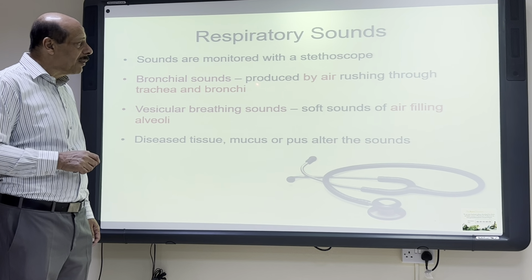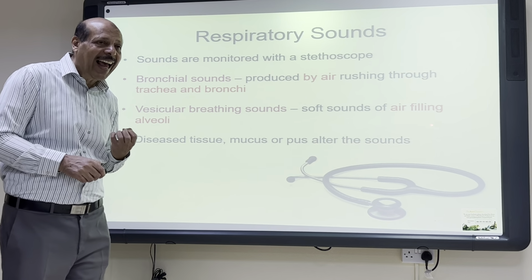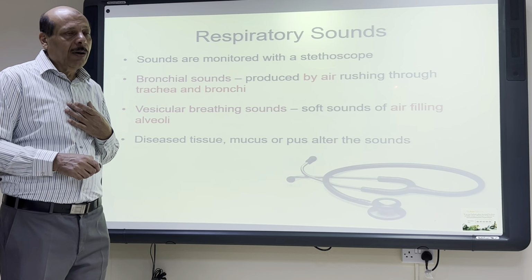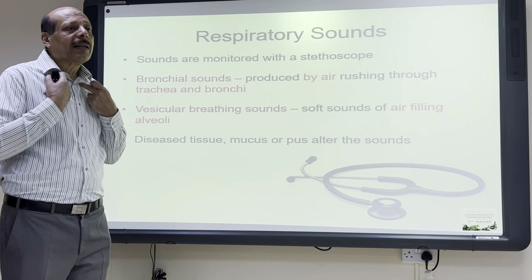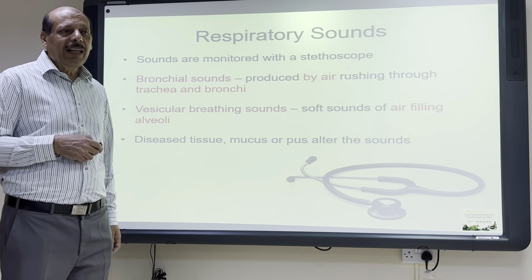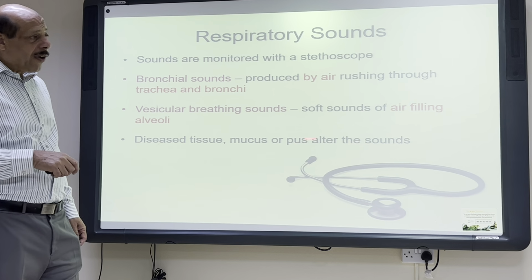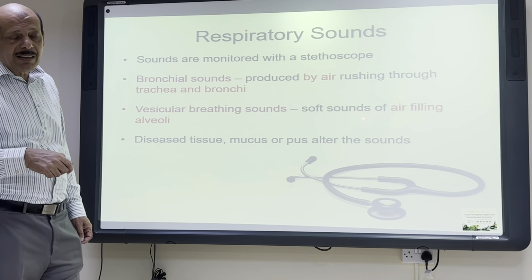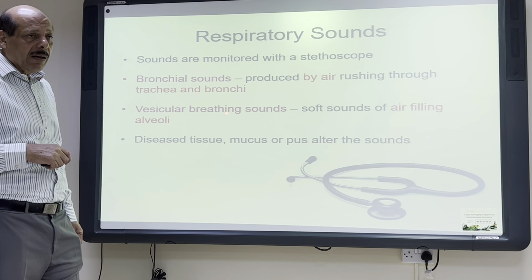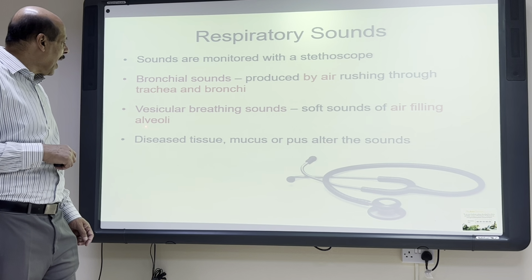We have the bronchial sound, which is produced by air coming in and out of the bronchi and the trachea. So you can hear it at the middle here and this side. This is called the bronchial sound. The sound of air movement in the alveolar side is called the vesicular breathing sound, which is a soft sound of air filling the alveoli.